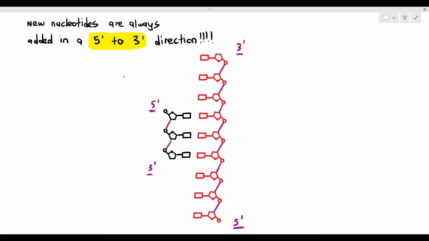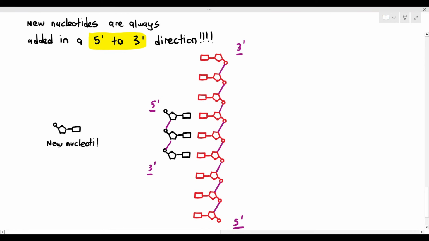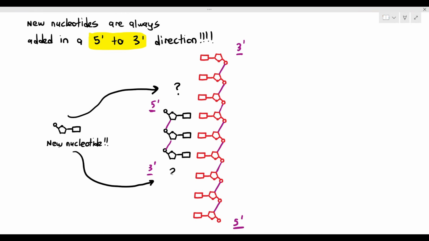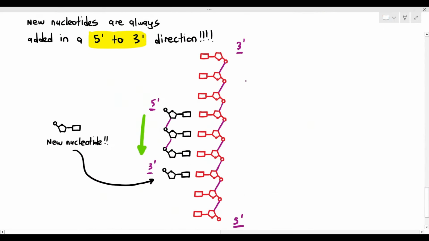Now, let's say I want to make that strand longer. Therefore, I would like to add more nucleotides into the strand. So does the new nucleotide go to the top portion or to the bottom portion? Remember, new nucleotides are always added in a 5' to 3' direction. Therefore, in this diagram, it will actually be added to the bottom. That's how it works. It will be added in the 3' direction, and it will just keep going on and on until the addition of nucleotides stops.